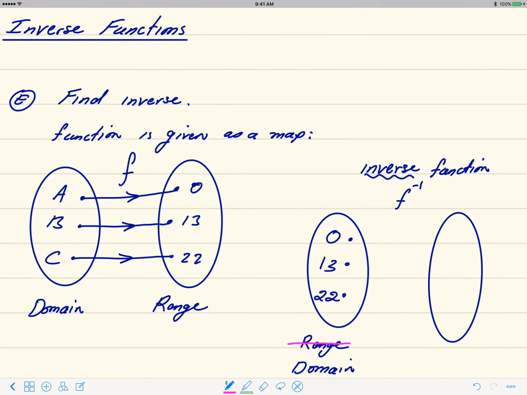And then what used to be the domain now is the range. So you switch the places, okay? So now the range is what used to be the domain, which is the letters A, B, C. And so 0 goes to A, 13 goes to B, and 22 goes to C. So it's very easy to figure out the inverse if you know the map of the function.